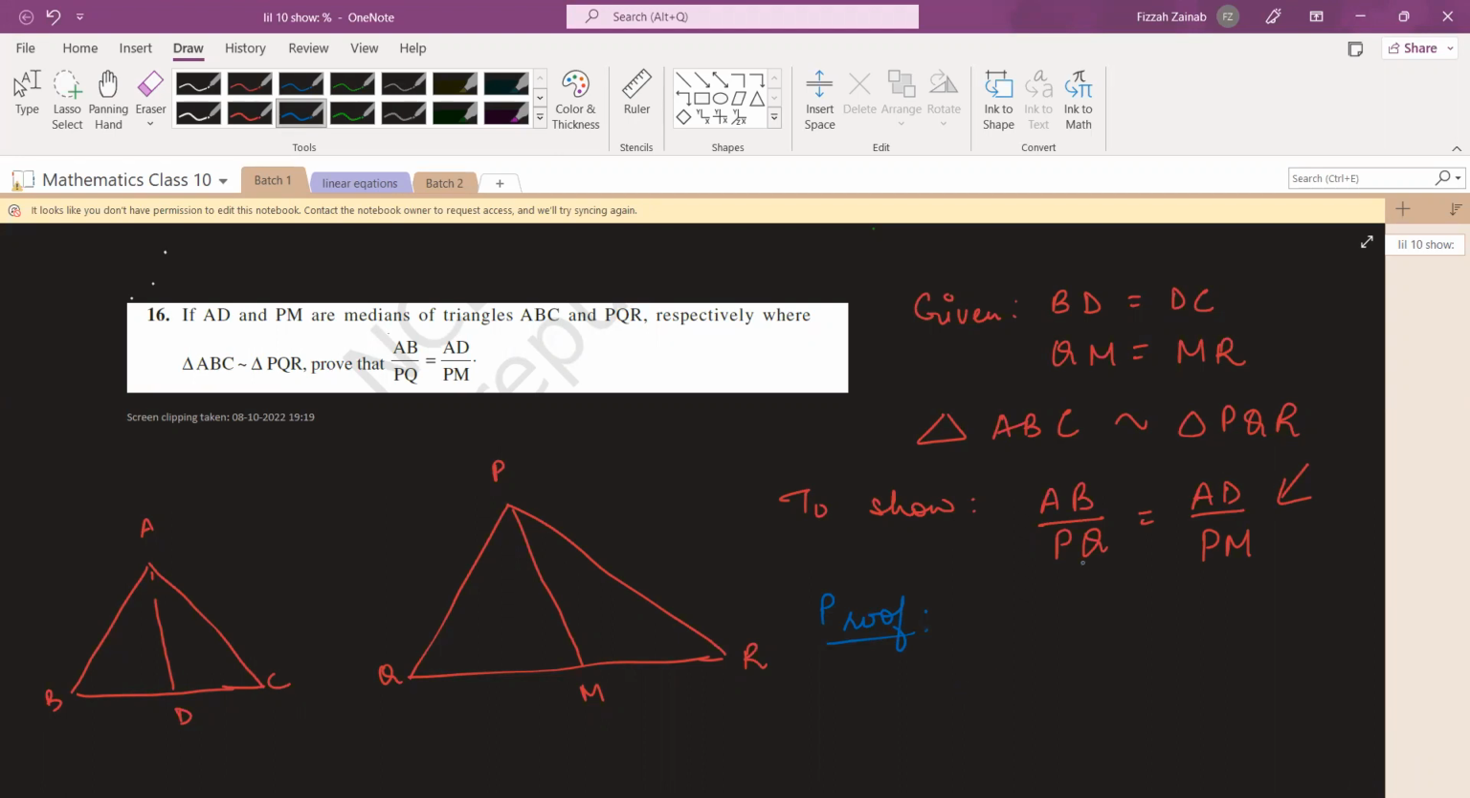Now, because I have to bring the median into the picture, somehow I'll try to show that this left triangle will be similar to this left triangle. Then only I can say the sides of this left triangle will be in proportion, and therefore I can say AB by PQ will be equal to AD by PM. Is that correct? Yeah, that will be my approach. Getting it? Yes, ma'am. Okay.